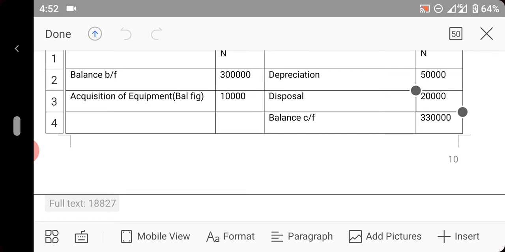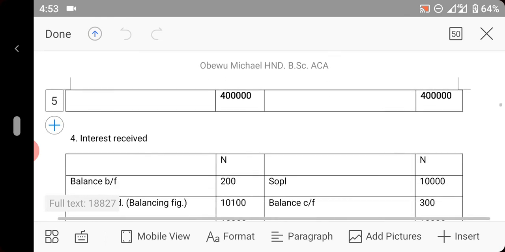Please, our advice, have your note down. You can pause and play what you're watching. So as you jot down, you pause, you play, you pause, you play. You would understand better as you look at the questions. All right, your approach matters a lot. Good. So that is that for property, plant, and equipment.